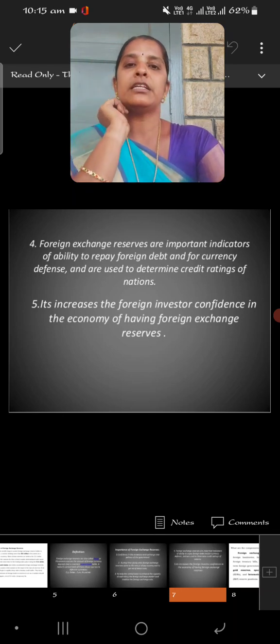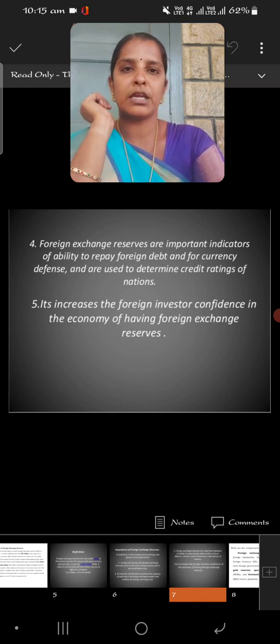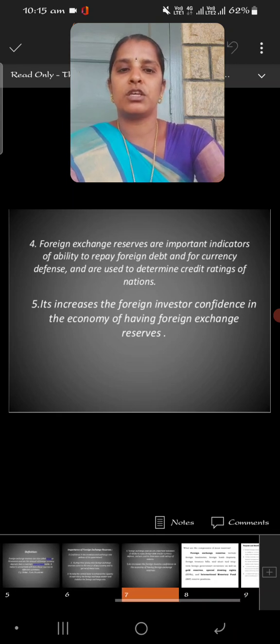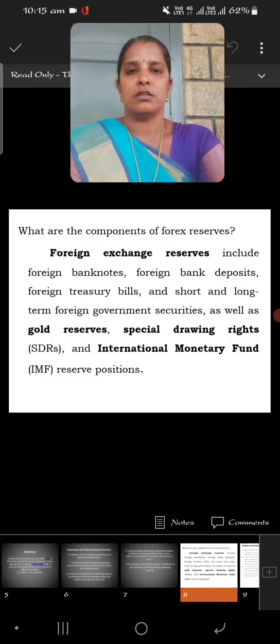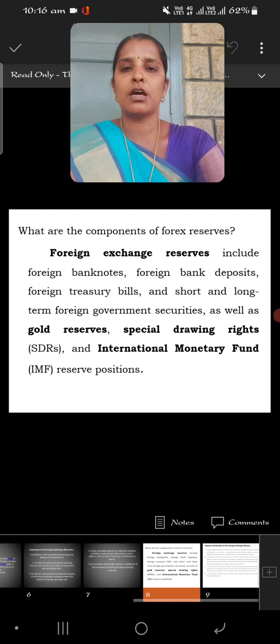Then the fifth one, it increases foreign investors' confidence. If they are going to invest their money, the money will be very safe in that particular country. So confidence levels increase in the economy that has foreign exchange reserves. What are the components? There are many components. The main components of foreign exchange reserves include foreign banknotes, foreign bank deposits, foreign treasury bills, short-term and long-term foreign government securities, as well as gold reserves, special drawing rights and the International Monetary Fund. These are the important components.